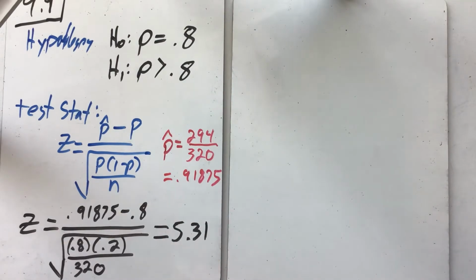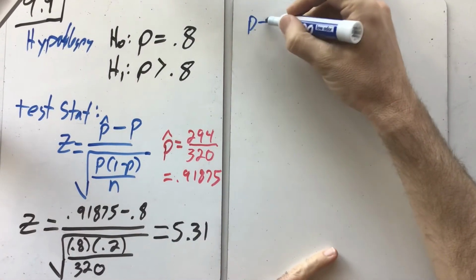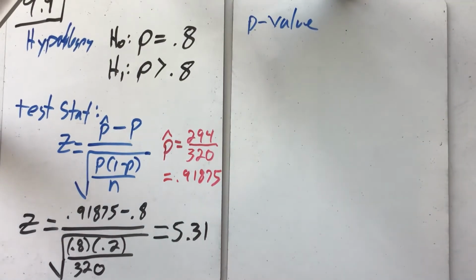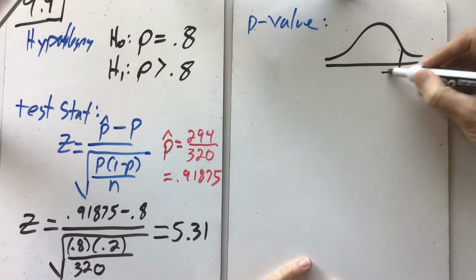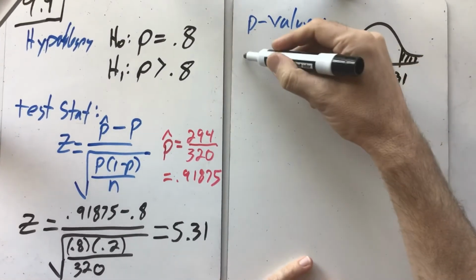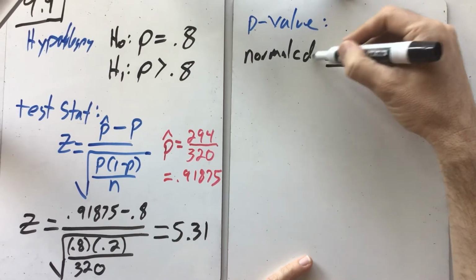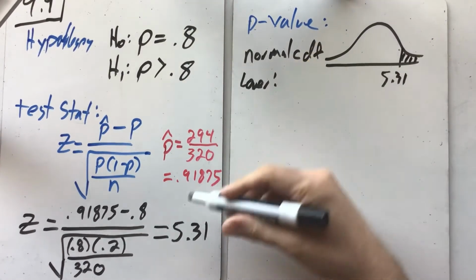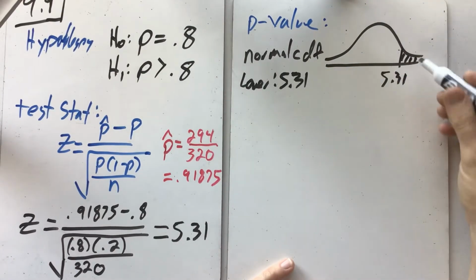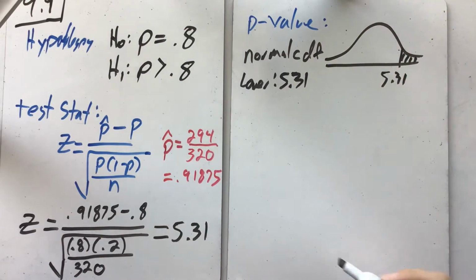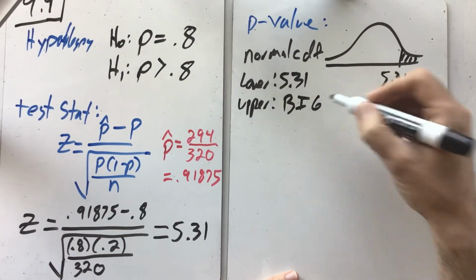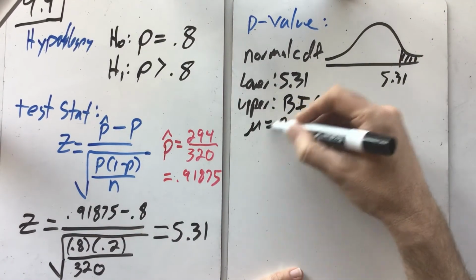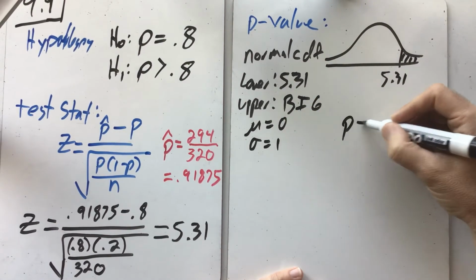All right, now I'm ready to move along and look at my answer. I've done my hypotheses and my test statistic, so now I'm ready to find my p-value. For my p-value, I do just what I would expect: I draw myself a normal distribution, put this 5.31 on here, and shade this part. So I'm going to do normal CDF. For my lower, I'm going to choose 5.31. Notice I shaded the right-hand side because it's a greater than problem. And then my upper is going to be any really big number, I'll just put a whole bunch of 9s on there. Then I'll do mu equal to 0 and sigma equal to 1, type all this out, and I'll get my p-value.